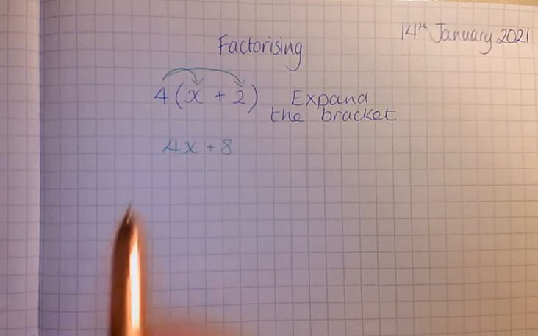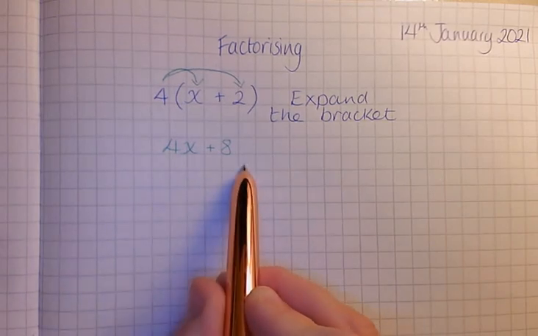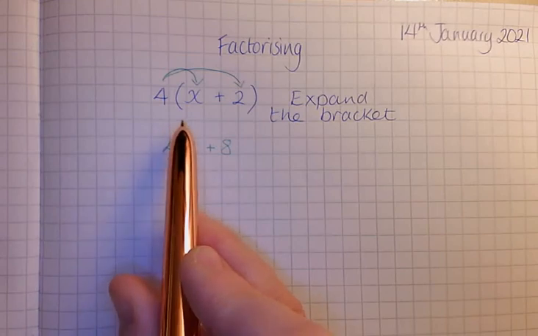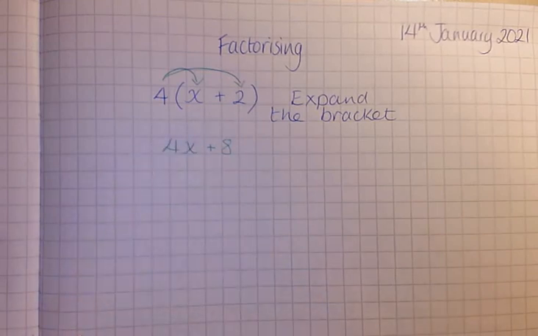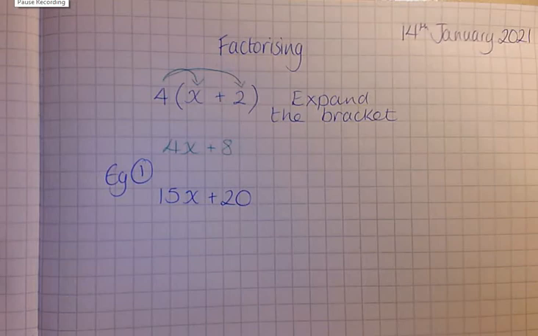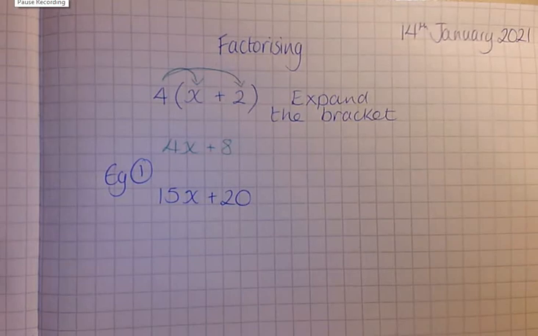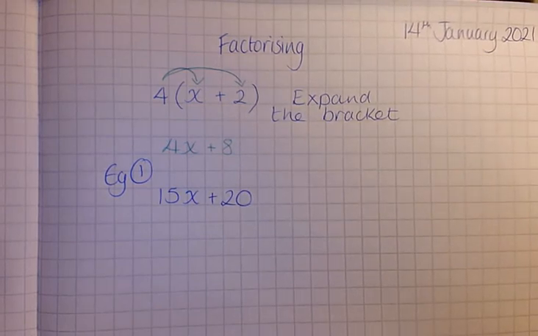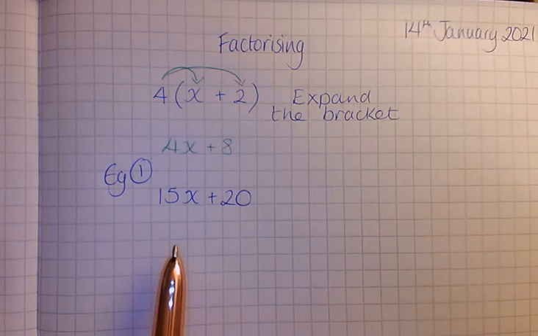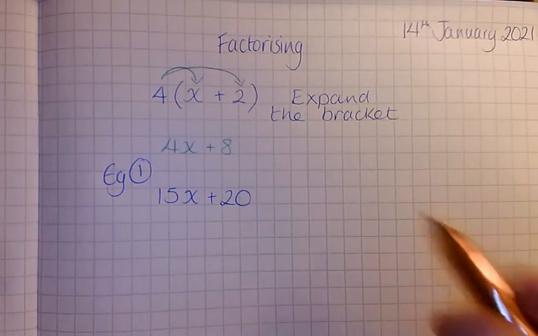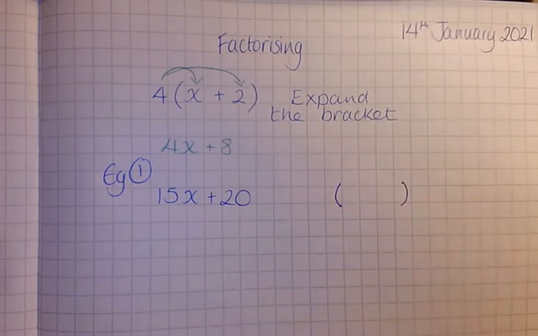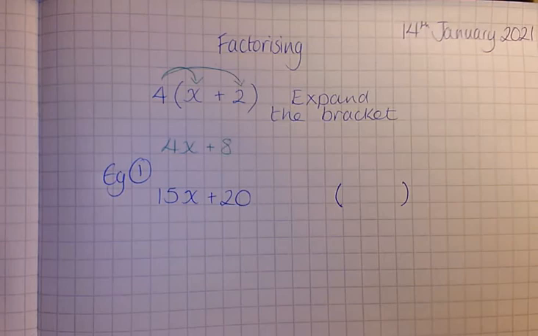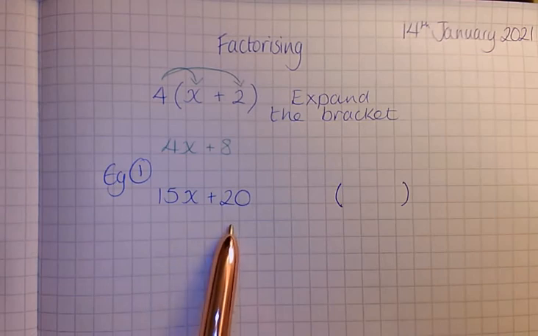And factorising is when we are given this expression here and we have to put it back into a bracket. So our first example is on the screen now, where we've got 15x plus 20. And we want to factorise this expression here, which means we want to put some brackets back in. So we need to have a number that's outside the bracket, and then we will have our bracket. And the word factorising involves the word factor. So we're looking for factors of 15 and 20.